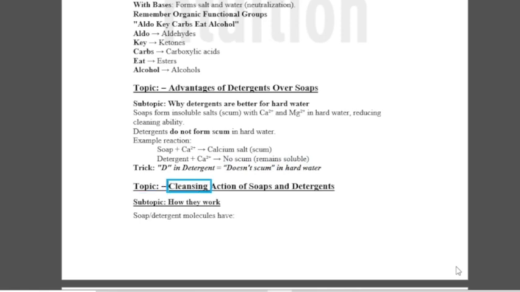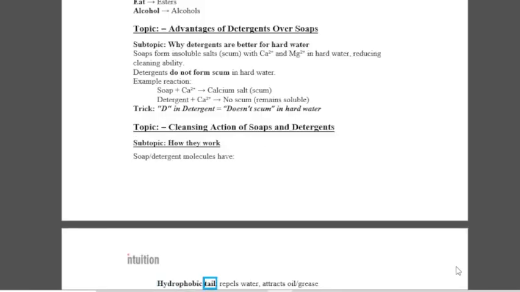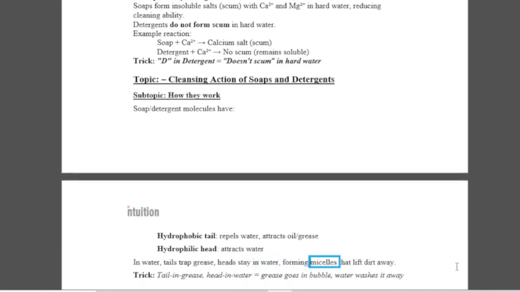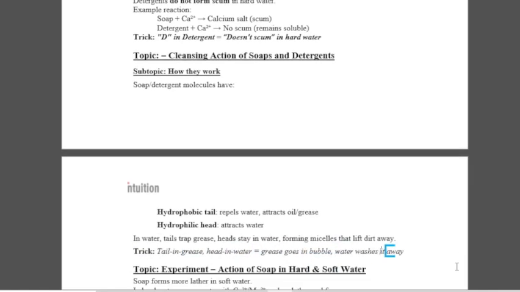Topic: cleansing action of soaps and detergents. Subtopic: how they work. Soap and detergent molecules have a hydrophobic tail, which repels water and attracts oil and grease. The hydrophilic head attracts water. In water, tails trap grease, heads stay in water, forming micelles that lift dirt away. Trick: tail in grease, head in water; grease goes in the bubble, water washes it away.